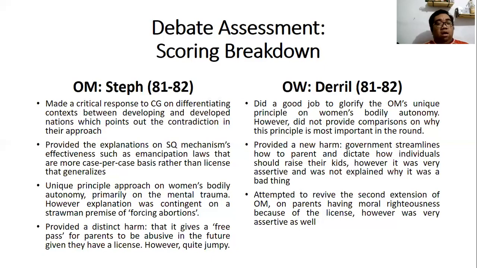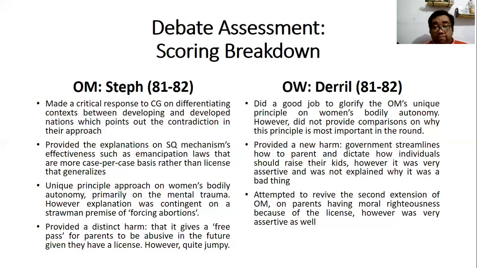Finally, there was a distinct harm that the opposition member talked about, that it gives a free pass for parents to be abusive in the future, given that they have a license. However, it was quite jumpy. Given that this was in the later minutes of their speech, we don't think that there was sufficient backup analysis to demonstrate why these harms are likely to occur. So those were the reasons why I felt that the opposition member deserves 81 to 82.